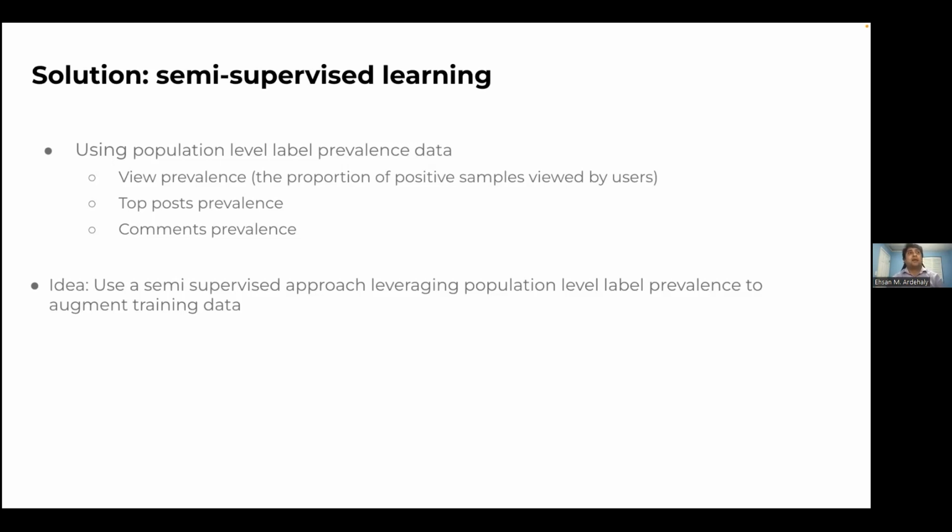And basically the main idea is using a semi-supervised approach and leveraging population level data to augment our training data and work against this sampling bias.